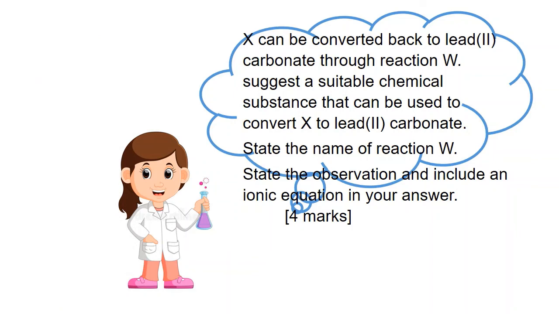X can be converted back to lead(II) carbonate through reaction W. Suggest a suitable chemical substance that can be used to convert X to lead(II) carbonate. State the name of reaction W. State the observation and include an ionic equation in your answer.